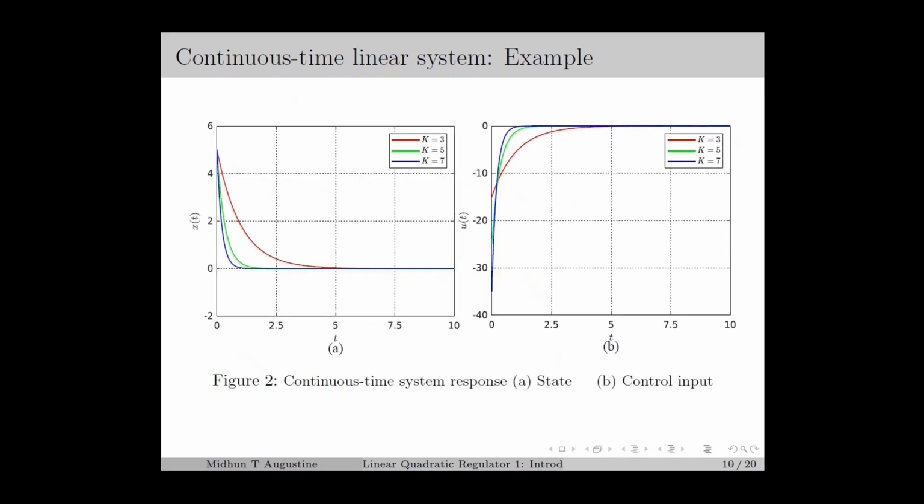Figure 2 shows the response of the first order system, which shows the plots for the states and the control input. Here we can see that for k equal to 7, the states converge to 0 at a faster rate, and for k equal to 3, the response is very slow. Whereas for k equal to 7, we require a larger control effort during the initial period, and for k equal to 3, the control effort required is less.